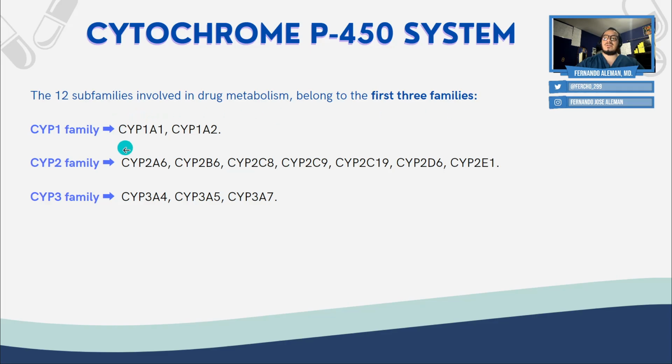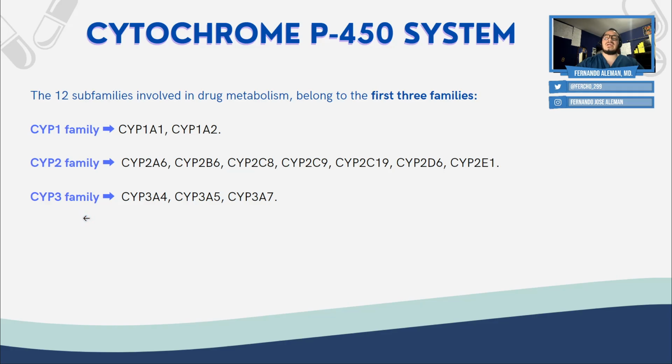So here in black we have the 12 subfamilies, and we can appreciate that each and every one of these subfamilies belongs to a specific CYP family. We can have here the first, the second, and the third family, which means that only the first, the second, and the third family are involved in drug metabolism.